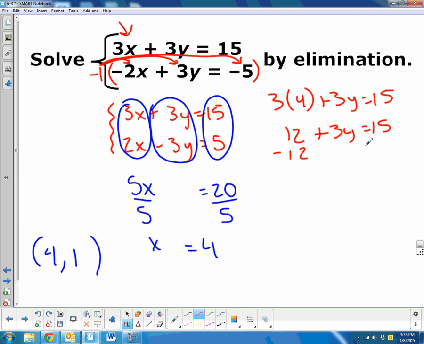I can subtract 12 from both sides. So you get that 3y equals 3, right? Yeah, 3. Divide both sides by 3, and sure enough, y equals 1, which is what it should have said originally, 4, 1. We got the right numbers, they're just in the wrong spot. So I lose half a point on that problem. But 4, 1 would be the solution to that system.